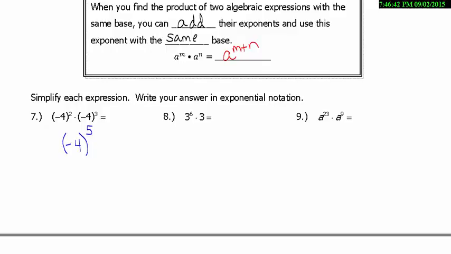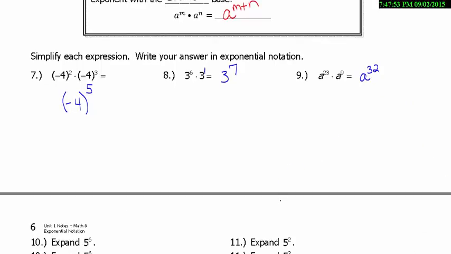In number 8, it's a little tricky because it has an invisible exponent on the 3, but the 3 is there one time, which means the invisible exponent is 1. So we have 3 to the first power right here. So our final answer for number 8 is 3 to the 7th power because 6 plus 1 is 7. Press pause, or we'll pause here, try number 9, and then come back and check your answer to mine. Hopefully, in number 9, you came up with a to the 32nd power because 23 plus 9 is 32.